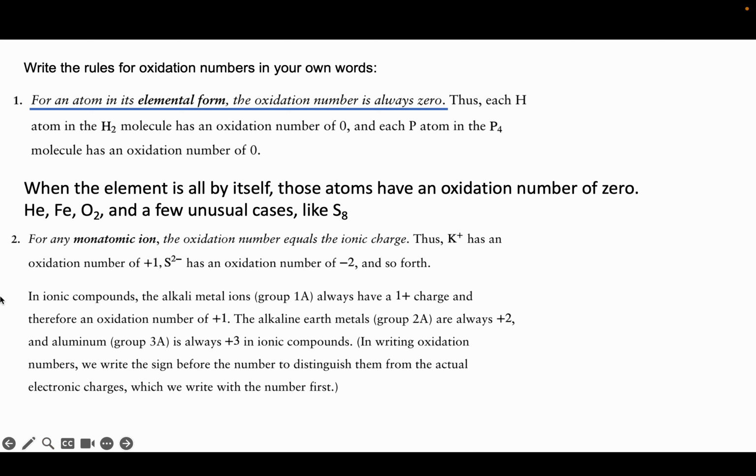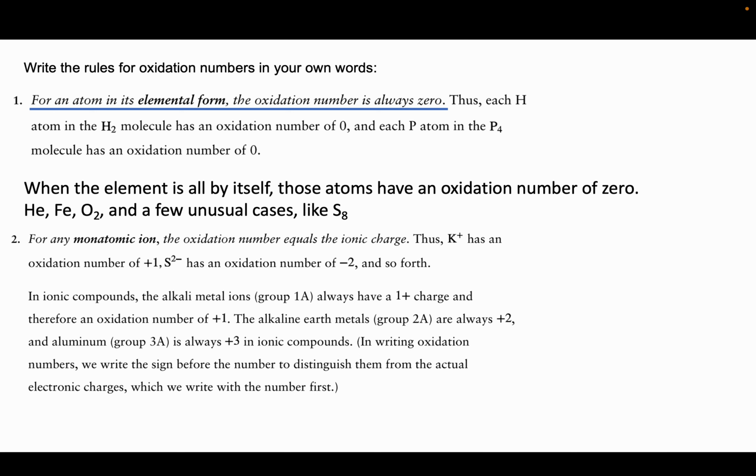It could be helium, that's just listed helium, iron. Our diatomics, those are oxygens all by themselves. So in a diatomic molecule, the oxidation number is 0. And similarly, in a few unusual cases, S8 would be an example. That's another example of the elemental form. I see sulfur all by itself, oxidation number of 0.